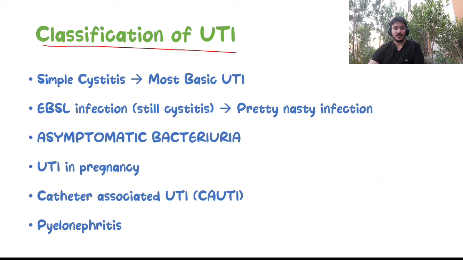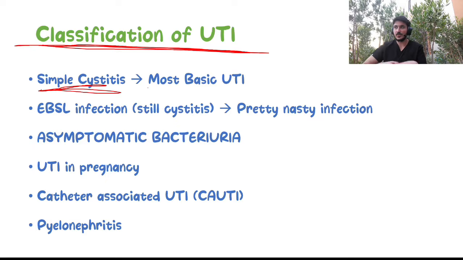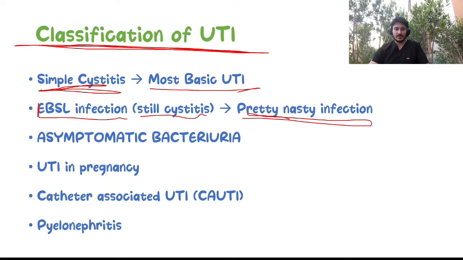Next we're going to talk about specific classifications of UTI. Simple cystitis, which is infection of the bladder, is the most basic type of UTI. Whenever we say in the hospital this patient has a UTI, we're most likely referring to simple cystitis. We have ESBL infection, extended spectrum beta-lactamase, which is also still cystitis, but it's a pretty nasty infection and very difficult to treat. We have asymptomatic bacteriuria, UTI in pregnancy, catheter-associated UTI, or CAUTI, and pyelonephritis.